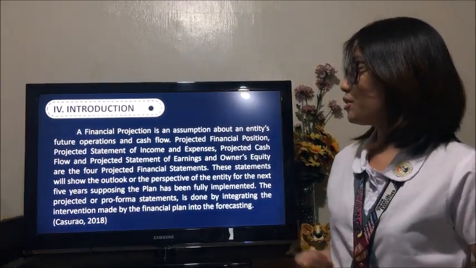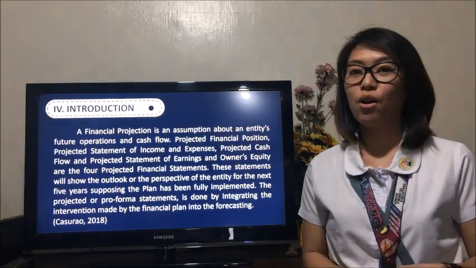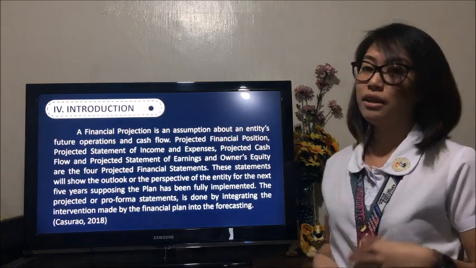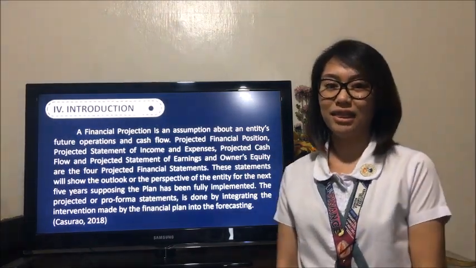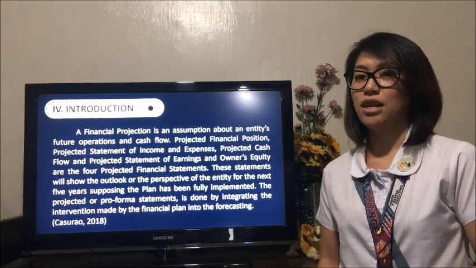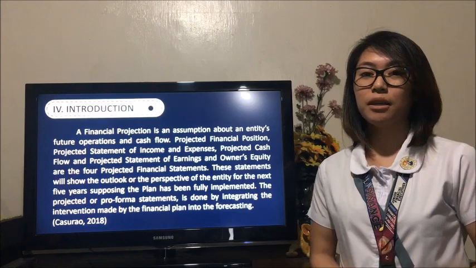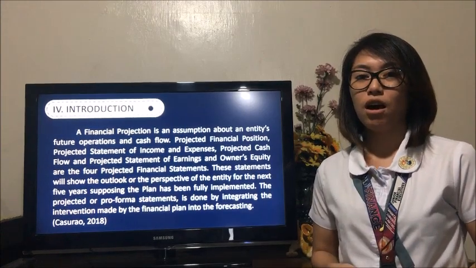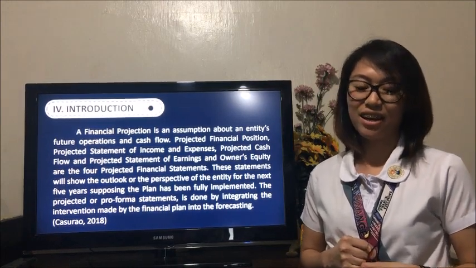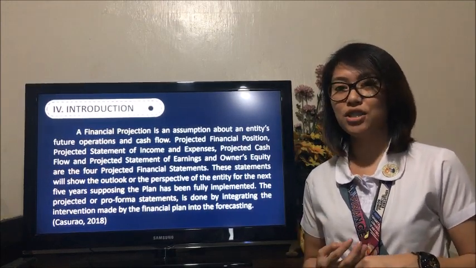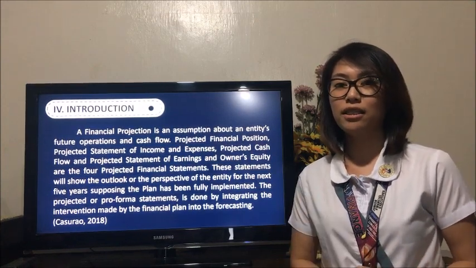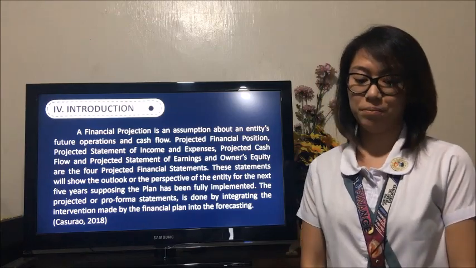It will also show the outlook or perspective of the entity for the next 5 years, supposing the plan has been fully implemented. So let us not be confused between financial statements and projected financial statements. Financial statements show the formal record of the current and past data of the entity, while the projected financial statements only show the current and the upcoming year of the entity.